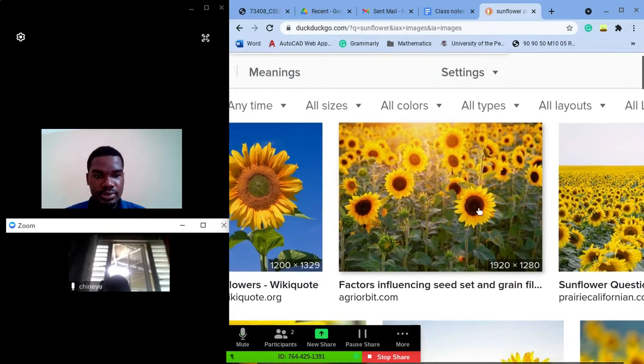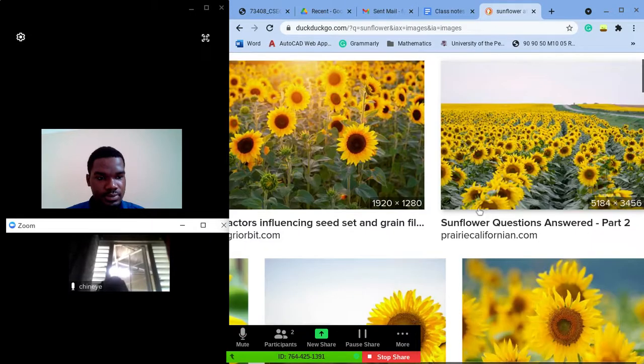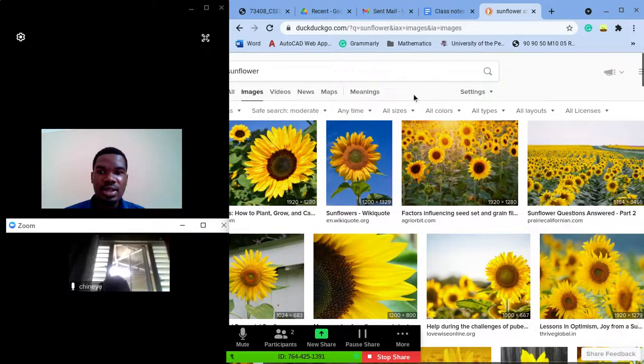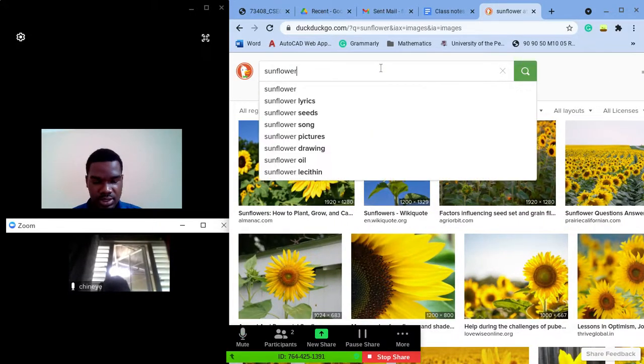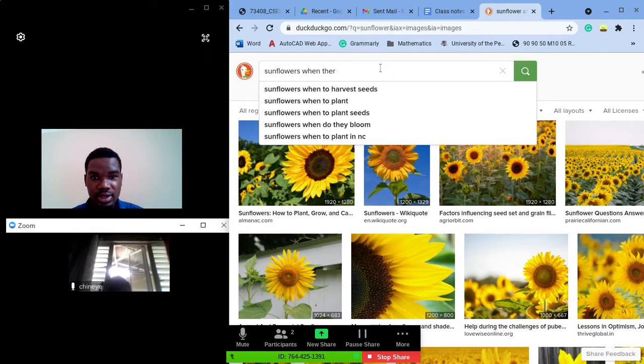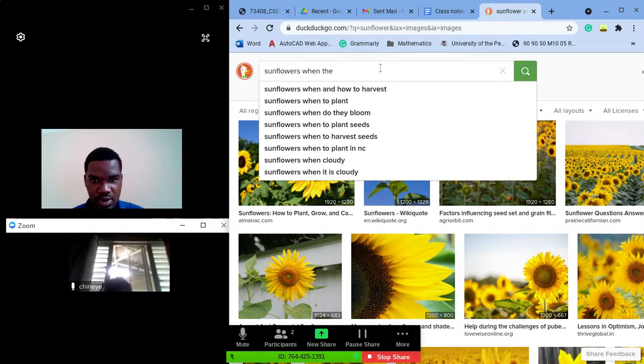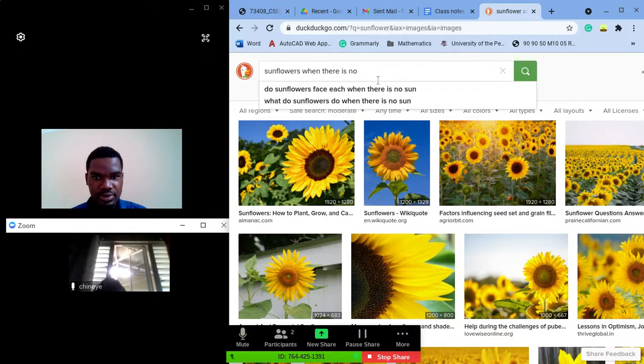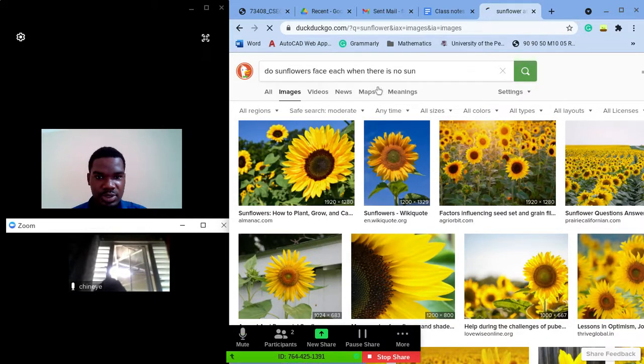All right? And when there is no sun, I think I can find a picture of sunflowers when they close up. Let me show you. Sunflowers when there is no sun. Do sunflowers face each other when there is no sun?